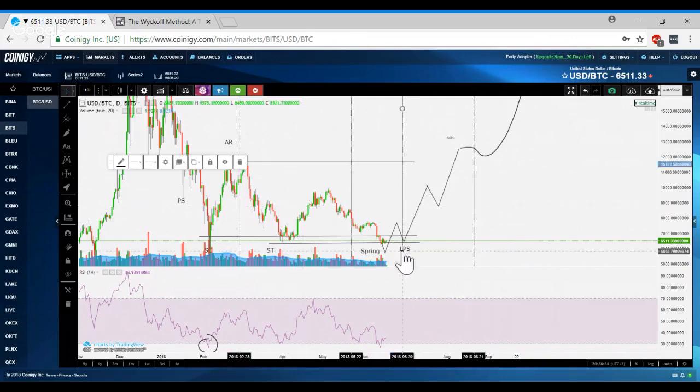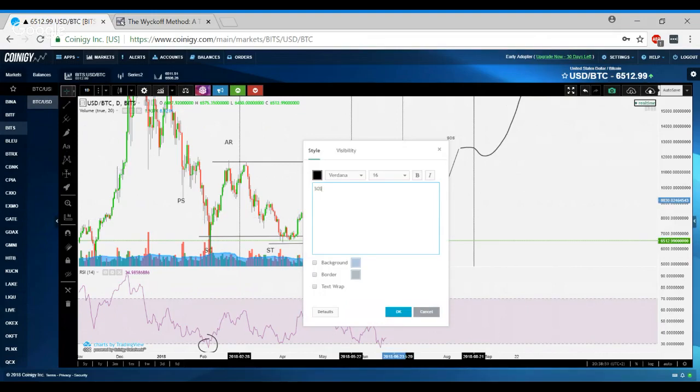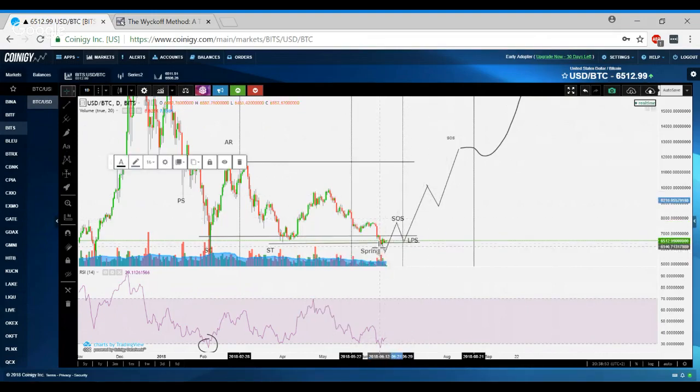Okay, next, LPS. Not very difficult either. Last point of support, the low point of a reaction or pullback after a sign of strength. And a sign of strength, I didn't really mark it, but a sign of strength is basically where the price broke through support, but quickly recovered back above support and managed to set a high equal to the previous short-term high or above it. That's basically what a sign of strength is in short.